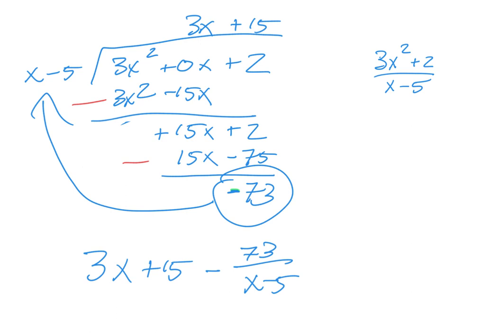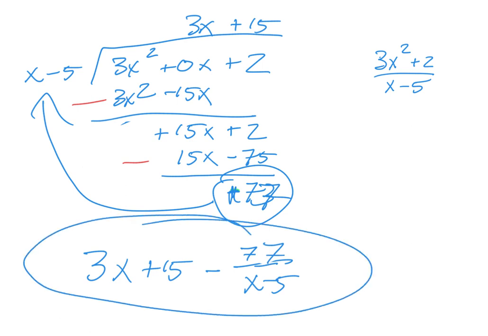Oh, sorry. I just realized this. Minus a negative is plus a positive. So this should be a positive 77. It doesn't change much. I mean, I still have a remainder. It's just 77 over x minus 5. Sorry about that. All right, so there we go. That is my final answer.